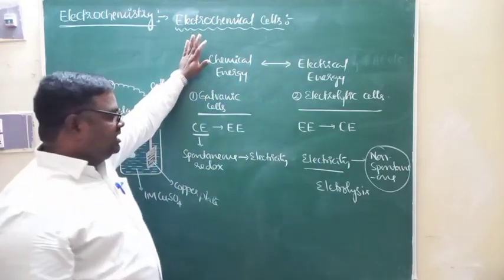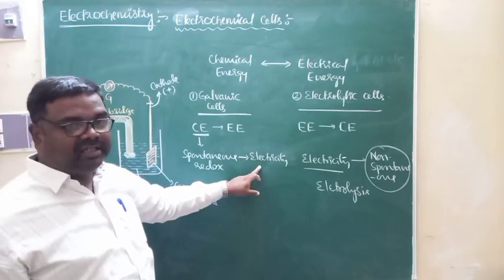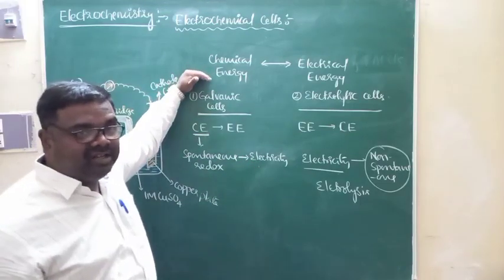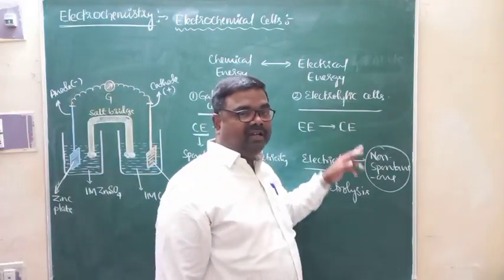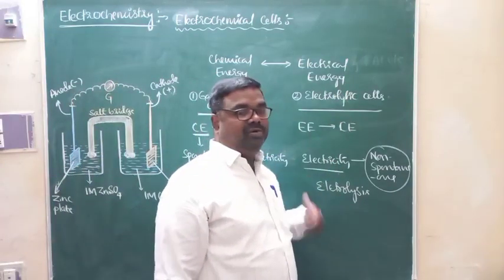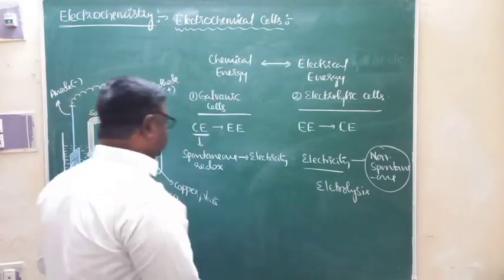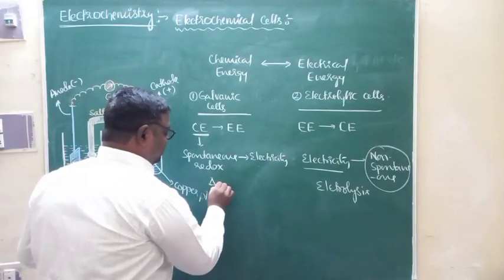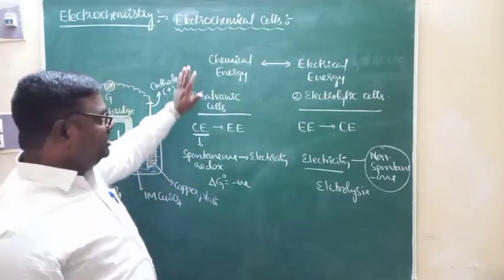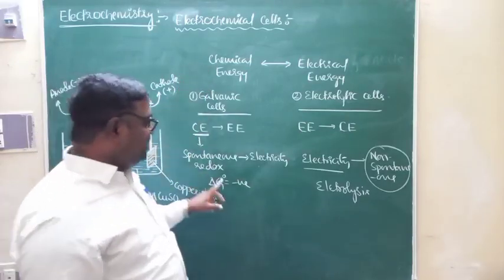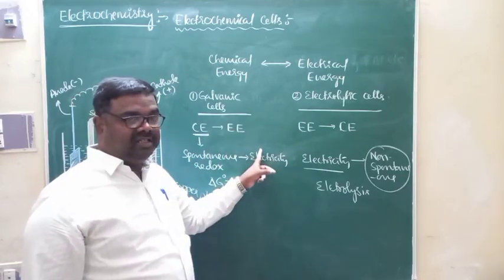In the case of galvanic cells, I can make use of spontaneous redox reactions in order to generate electricity. Like that, galvanic cells are used to generate electricity, whereas electrolytic cells are where electricity is consumed in order to perform non-spontaneous redox reactions. And because of that, in the case of galvanic cells, delta G naught is negative, because spontaneous redox reactions will be used to generate electricity.